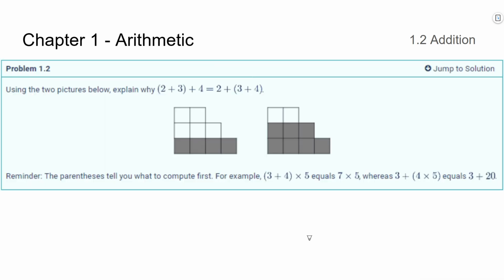All right, so next problem. Using the two pictures below, explain why (2 plus 3) plus 4 equals 2 plus (3 plus 4). So you can see that the order is the same, 2, 3, and 4, 2, 3, and 4, but the grouping is different. So go ahead and pause this and see if you can come up with a good explanation about why these two are the same.